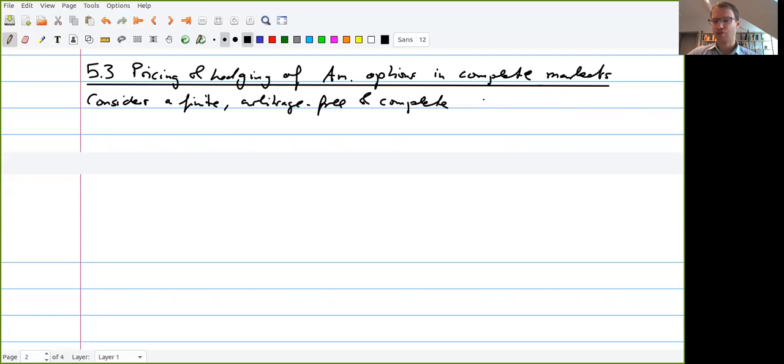This is just for simplicity. We will discuss next week also the incomplete case, but here we're not going through all the proofs. Financial market.